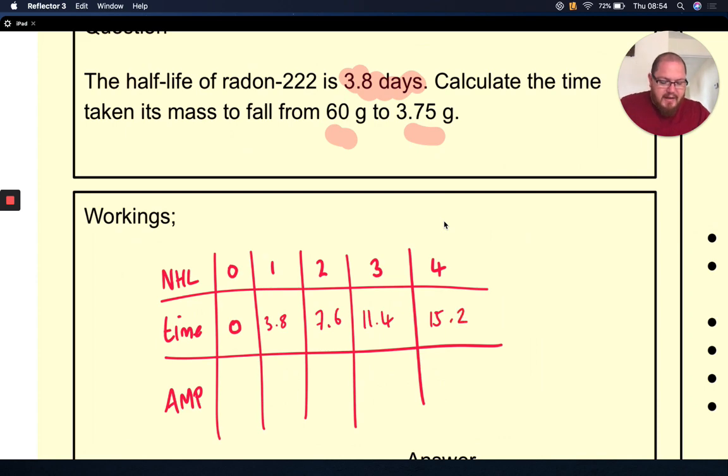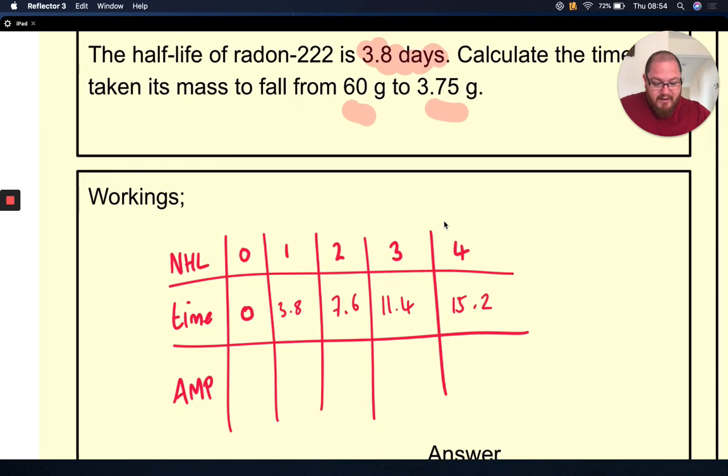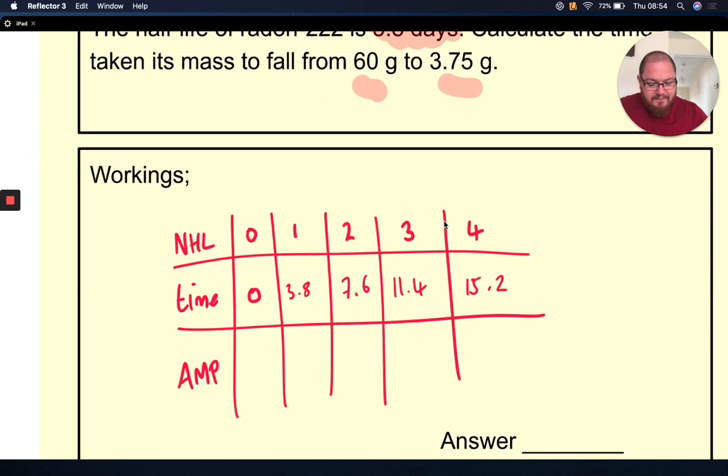15.2. Now, I might have made a mistake there. I haven't really got time to check. If I've made a mistake, please drop a comment. I have made mistakes before. I think it's right, but could be wrong. But you can see the process, okay? This is why I'd recommend using a calculator in an exam.